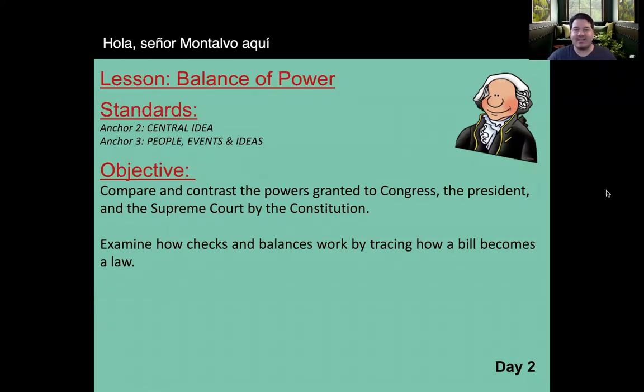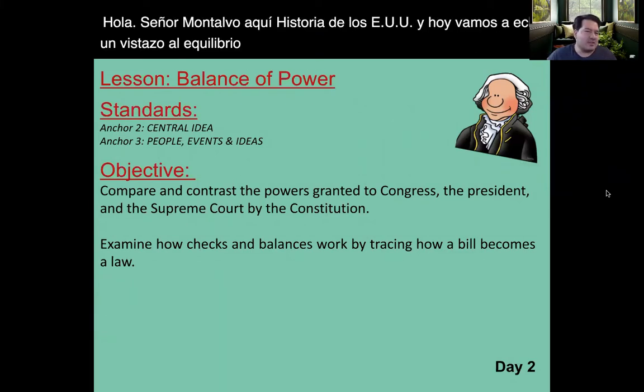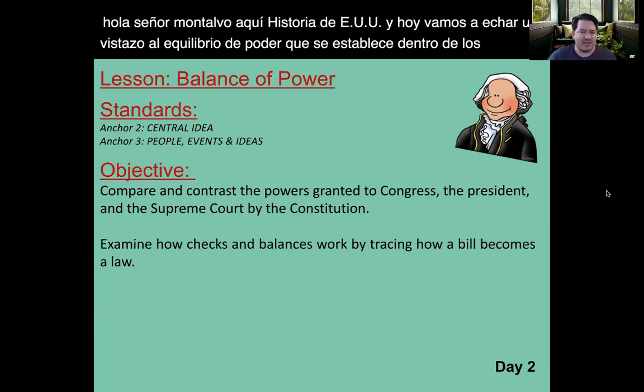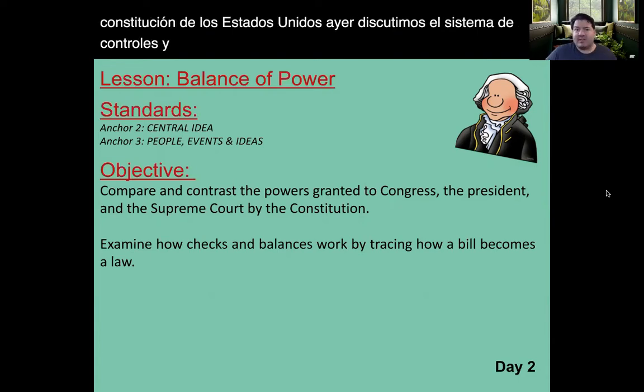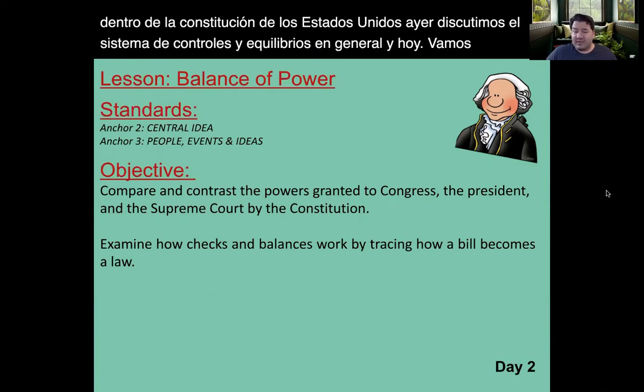History, and today we're going to be taking a look at the balance of power that is established within the United States Constitution. Yesterday we discussed the system of checks and balances in general, and today we're going to be taking a look at each individual one of the branches.